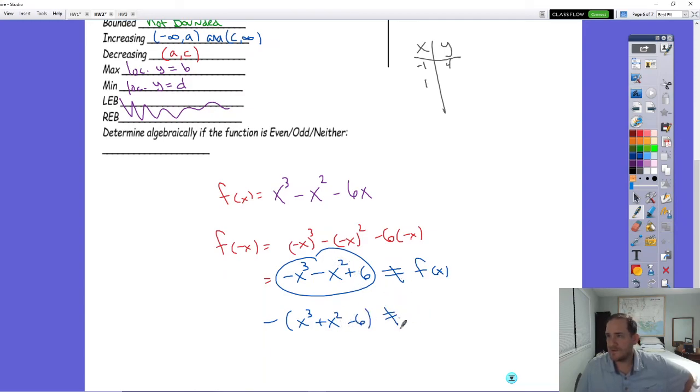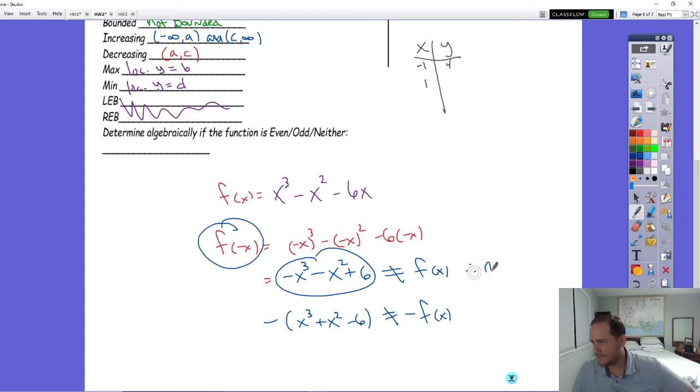And that's not even, that's not odd. Yeah, that's what I'm meaning to say. So we're showing f of -x is not the same as f of x, therefore not even. We're saying f of -x is not equal to negative f of x, therefore not odd. So f of x is neither.